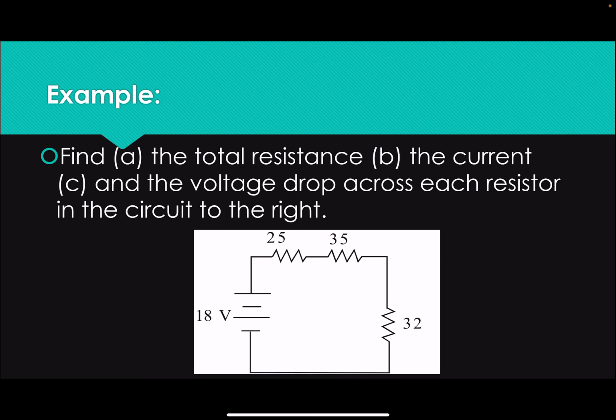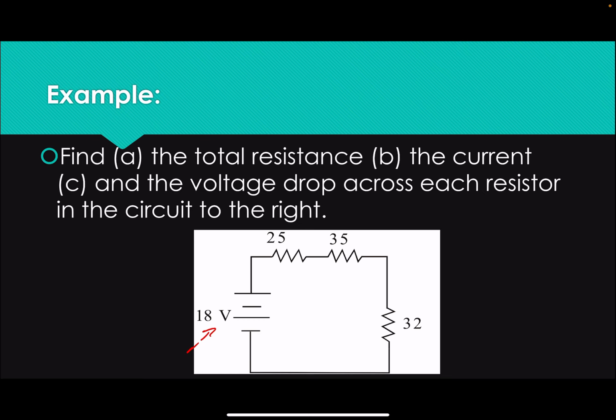Here's a circuit here. We have a voltage source of 18, and we have 3 resistors, 25, 35, 32. And some questions we want is we want to find the total resistance. We want to find the current in each resistor, and we want to find the voltage drop across each resistor in this circuit. Okay, so how do we do that? So let's talk about what this actually means. So in a circuit, we have a power source, and it gives 18 volts. And in a series circuit, what that means is that every resistor is going to do something called a voltage drop.